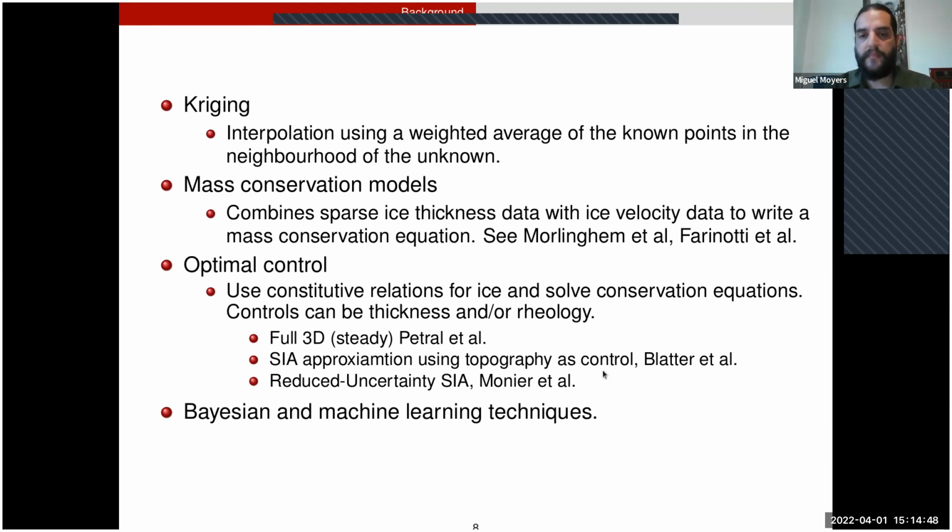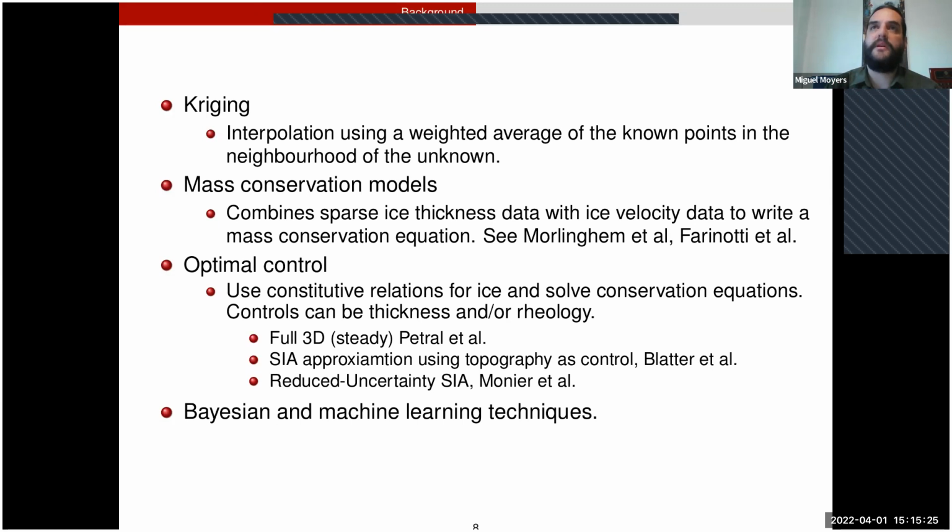Blatter did that, but they consider the full nonlinear problem and they use the topography as control. And Monnier, I think he's in Toulouse, has something similar. He has a reduced uncertainty GIA model. And again, he uses the idea of this covariance matrix spatially to treat uncertainty on the data. I should say that our approach is more deterministic, so we're smoothing.